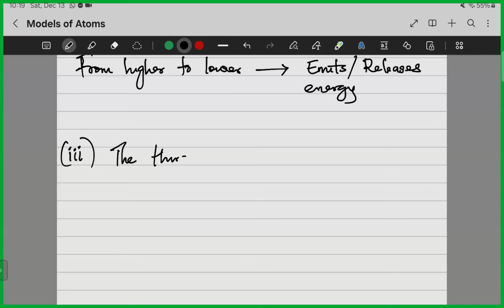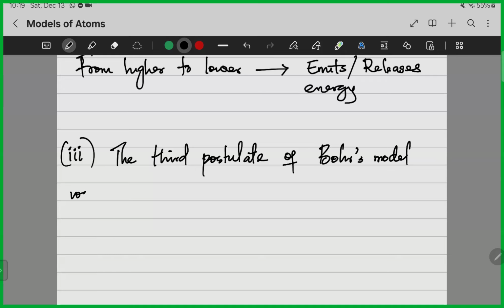The third postulate of Bohr's model is that angular momentum values. Please take this class seriously. This is deep physics. I will not call it deep physics, but this is a building block. And don't say you don't need to know it. You need to know it.